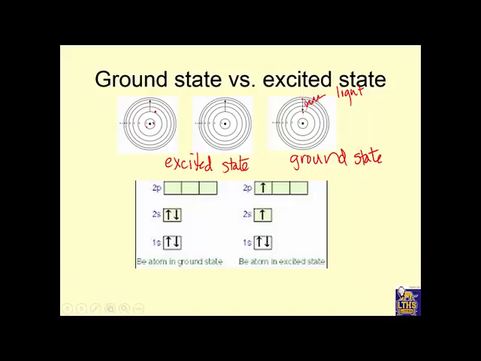So this is a ground state atom where you would expect the electrons to be. This is an excited state atom where an electron that used to be here must have been promoted with energy. Energy allows this electron to jump up. When that electron jumps back down, it's going to give off light.